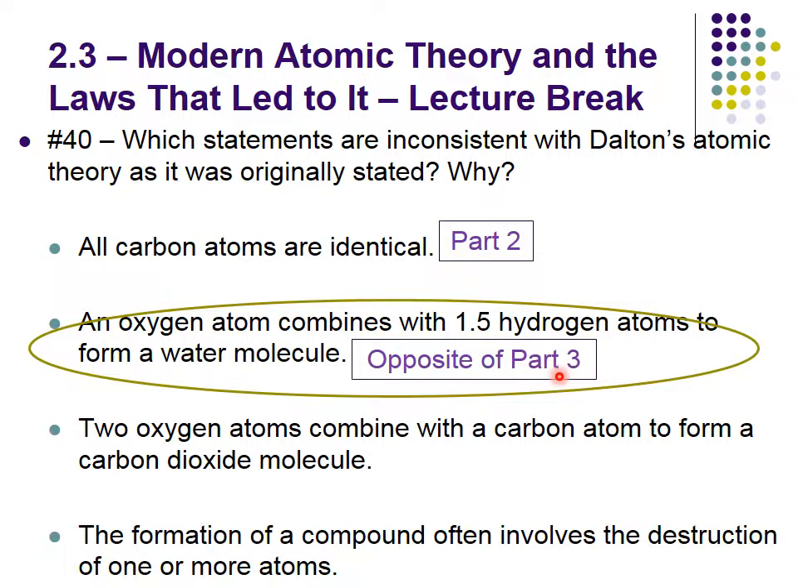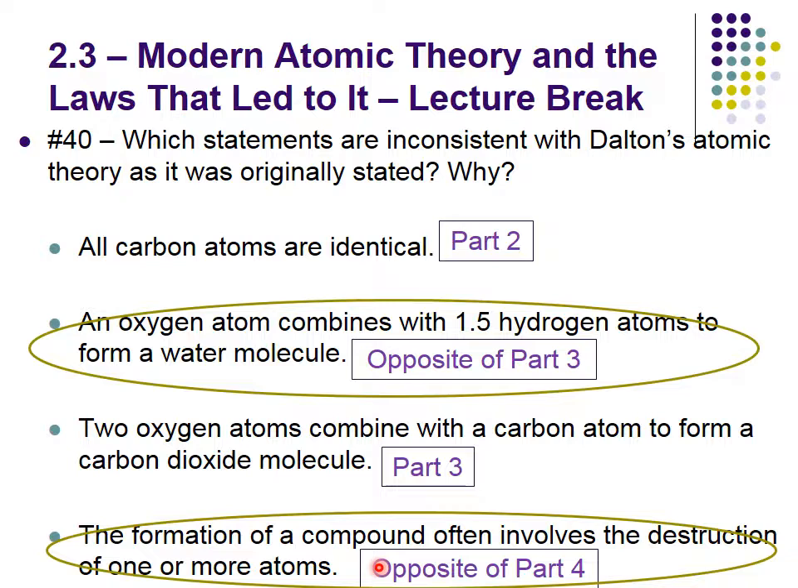2 oxygen atoms combine with a carbon atom to form a carbon dioxide molecule. That is telling us what part 3 says. We're using whole numbers, we're combining atoms together. And lastly, the formation of a compound often involves the destruction of one or more atoms. This is not true. So this is also inconsistent because it's the opposite of part 4.